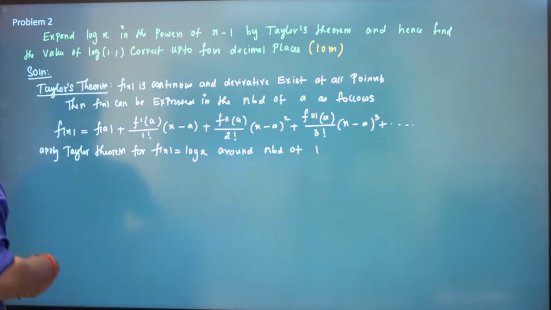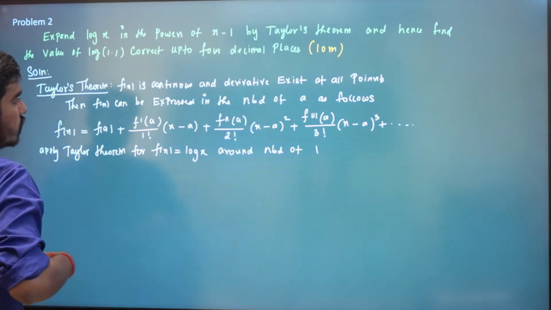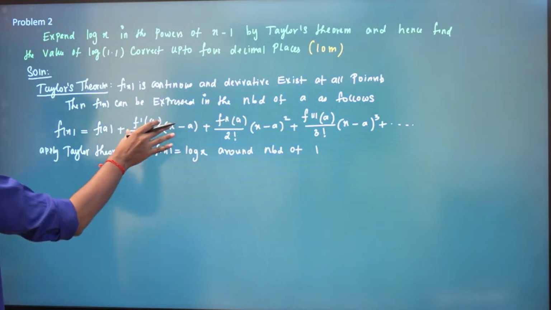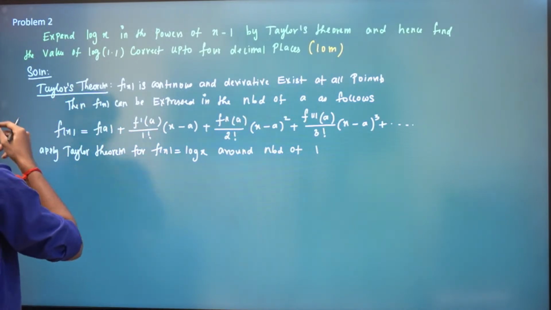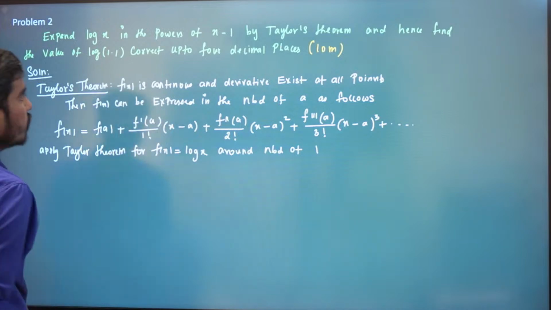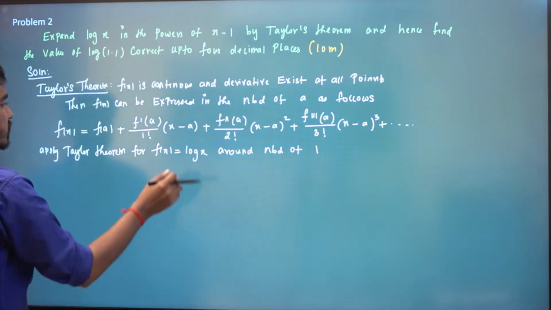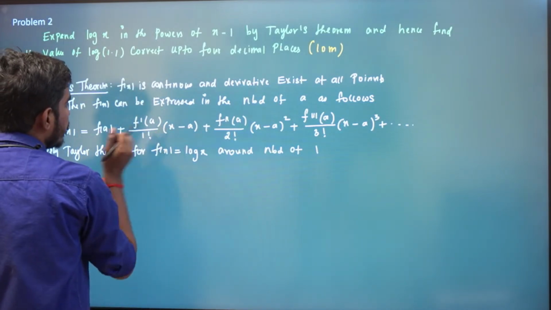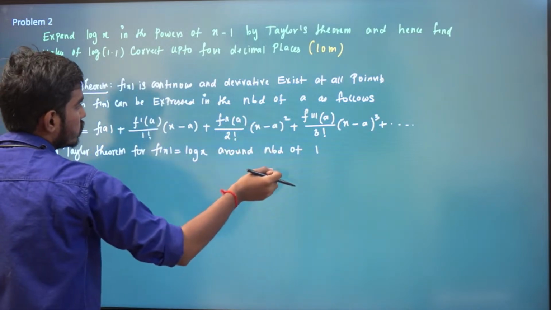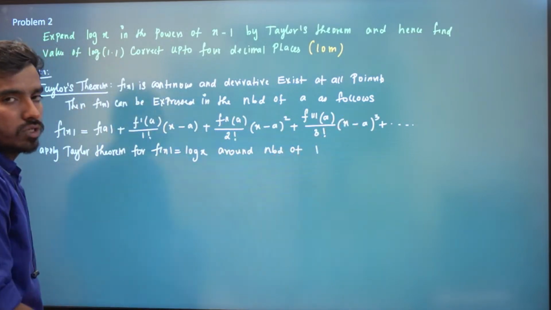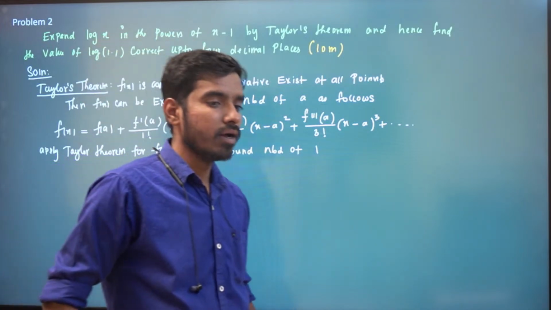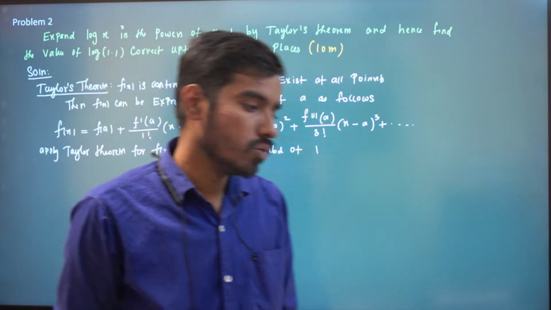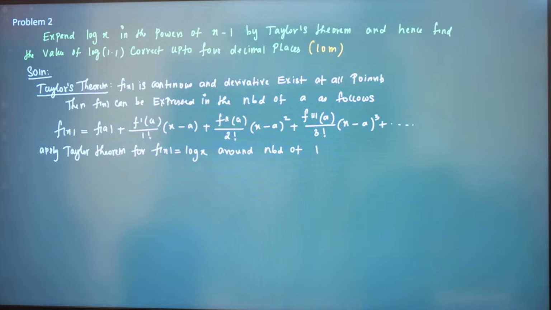Now if you put a is equal to 1, then you can see we can express log x in the powers of x minus 1. Because if a is equal to 1, we will get x minus 1, x minus 1 whole square, x minus 1 whole cube. So we can expand log x in the power of x minus 1 if you expand log x around x is equal to 1 in Taylor's theorem. Yes or no? Very simple, right?